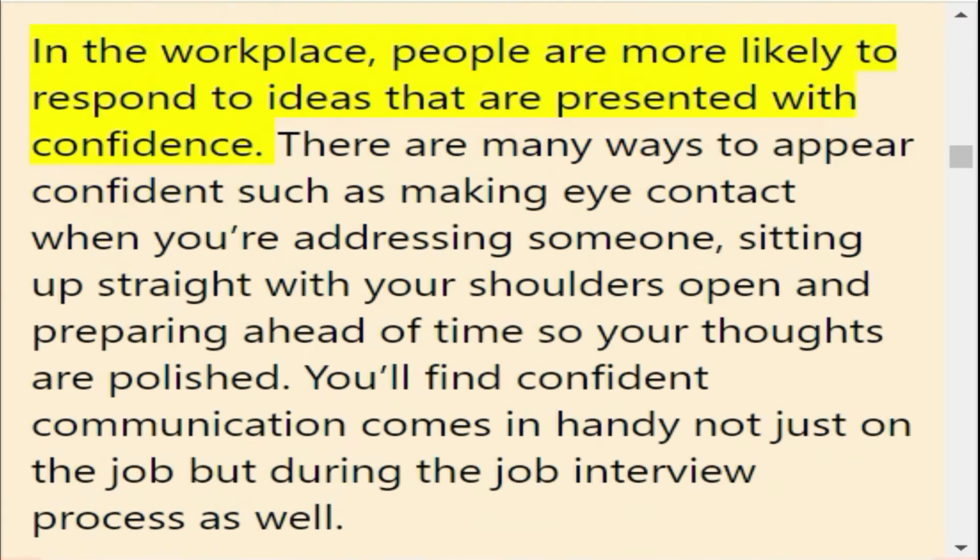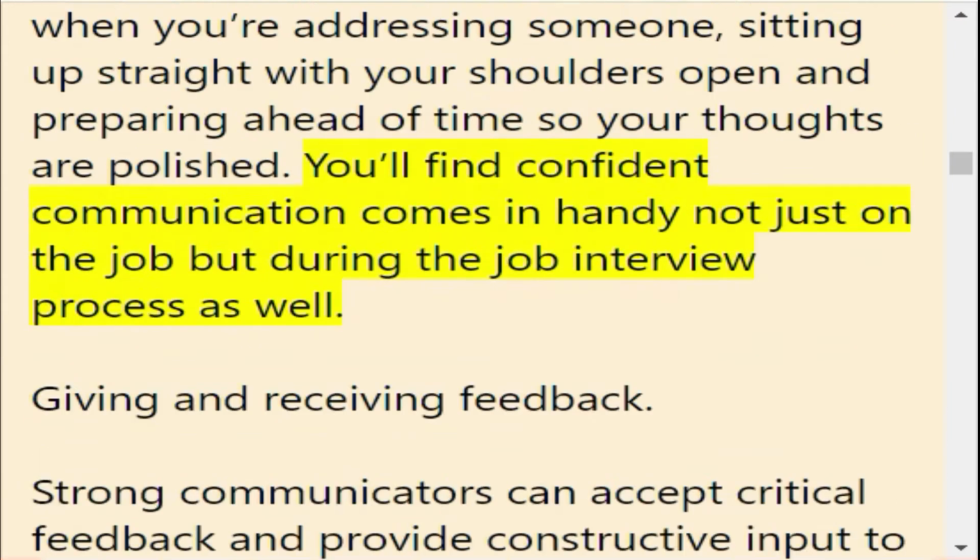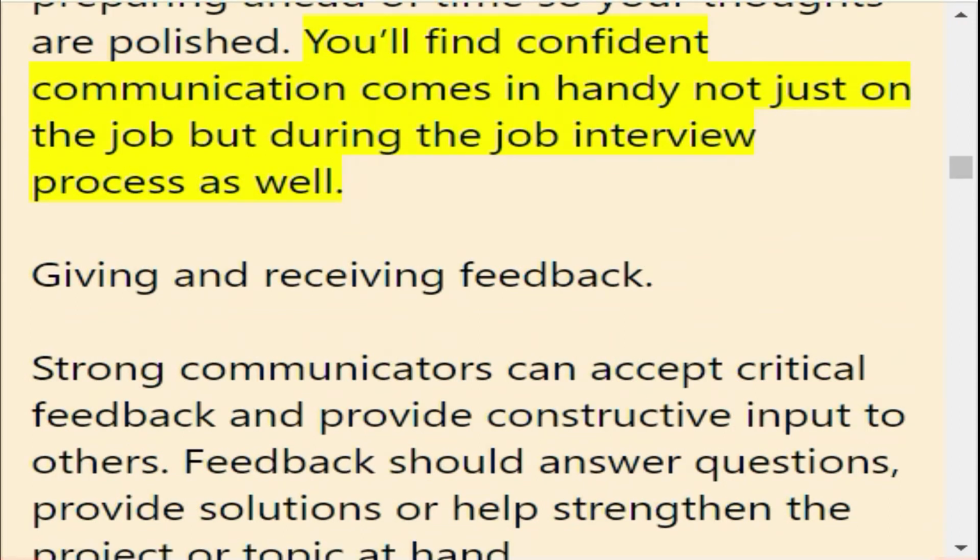Confidence. In the workplace, people are more likely to respond to ideas that are presented with confidence. There are many ways to appear confident, such as making eye contact when you're addressing someone, sitting up straight with your shoulders open, and preparing ahead of time so your thoughts are polished. You'll find confident communication comes in handy not just on the job but during the job interview process as well.